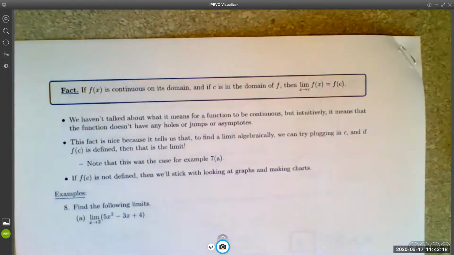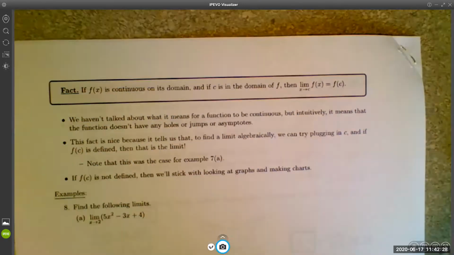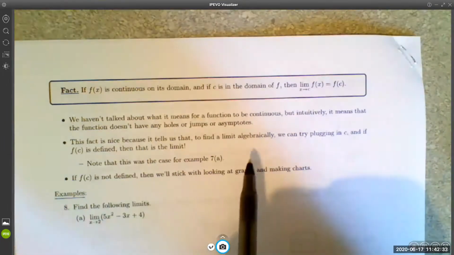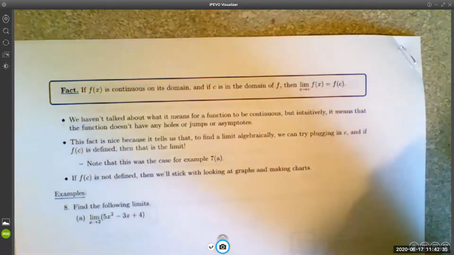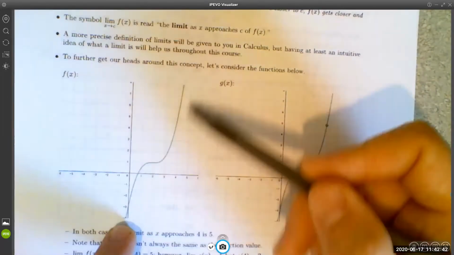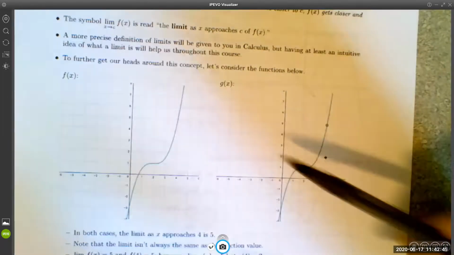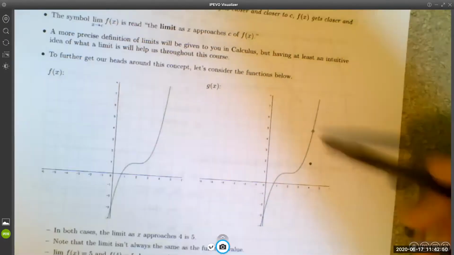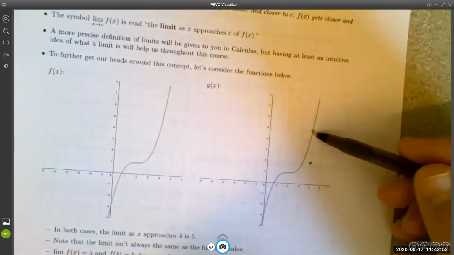Now, what does it mean to be continuous? This is a huge topic that you'll cover in calculus. For now, suffice it to say that a function is continuous if it's a smooth function with no holes, no jumps, no asymptotes, okay? So something like this function on the first page is continuous. Something like this function is not continuous, right? It's discontinuous when x equals 4, all right?